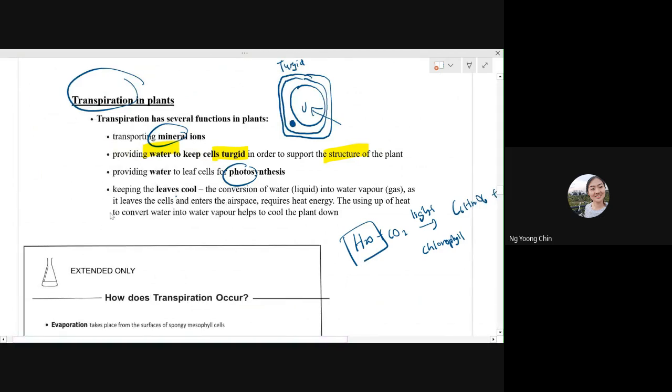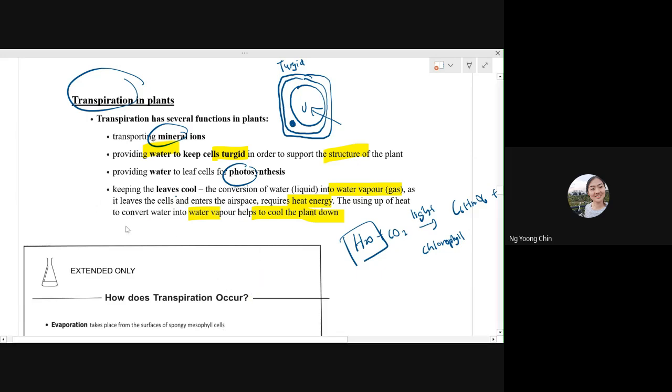Then last is that they help to keep the leaf cool. The conversion of water into water vapor during the evaporation stage will help to absorb some of the heat energy and release the heat out. Once it leaves the cell and enters the airspace, it requires heat energy. So by using up the heat energy, they convert the water into water vapor, which helps to cool the plant down. So transpiration is able to help cool the plant down if the weather is so hot.